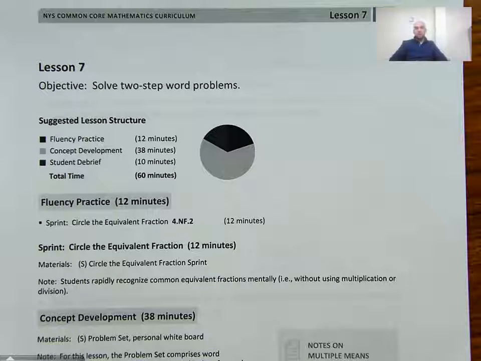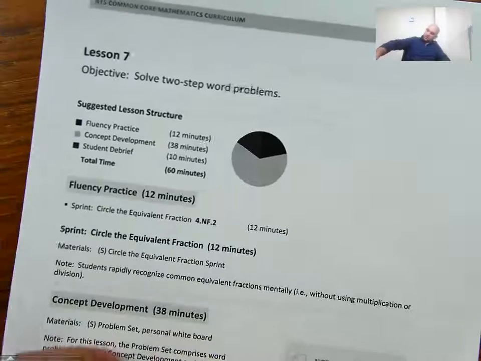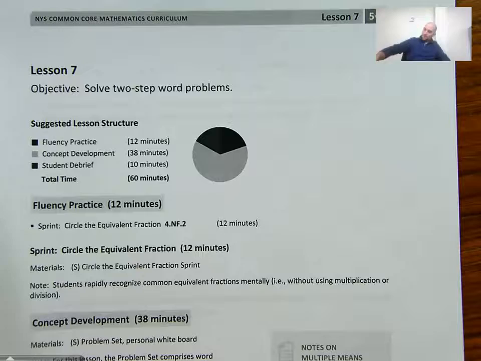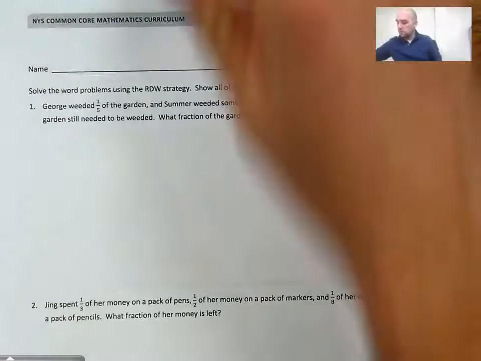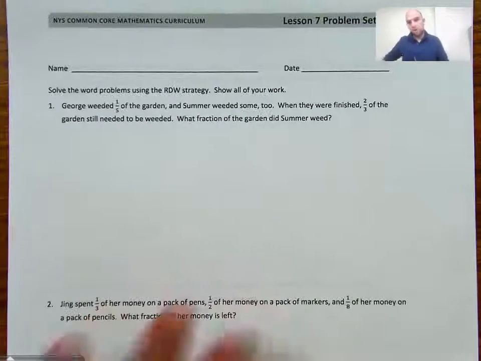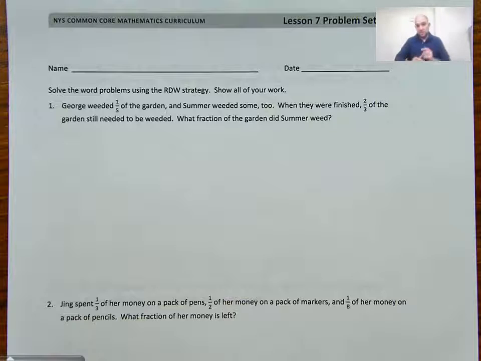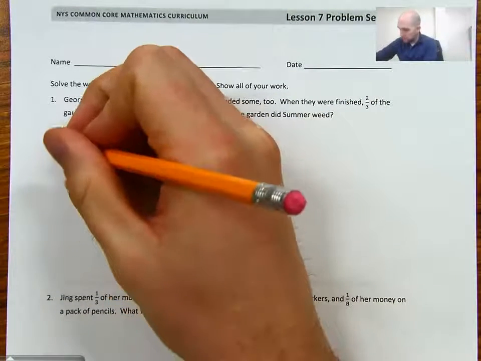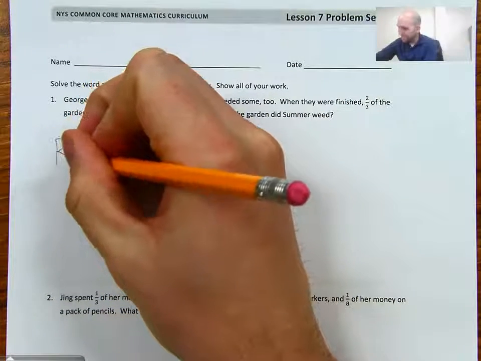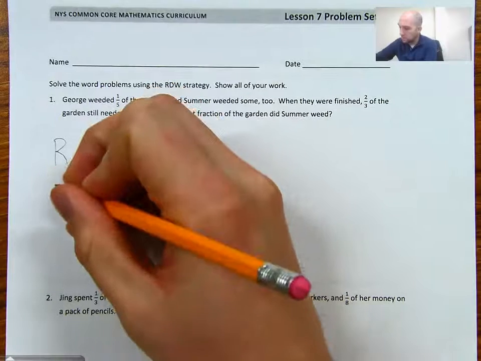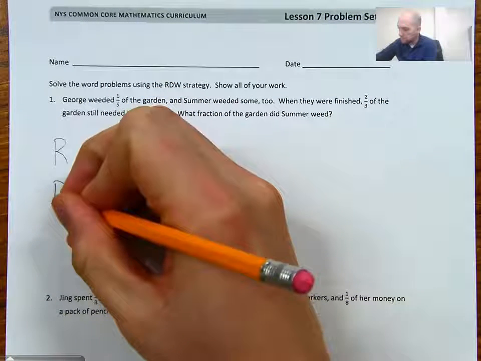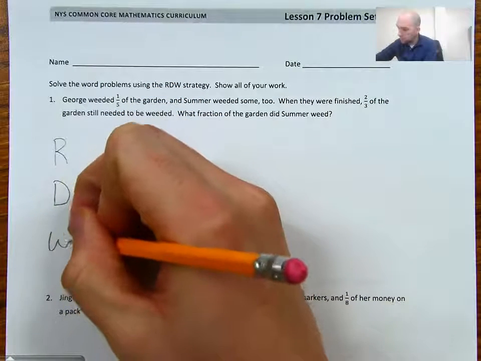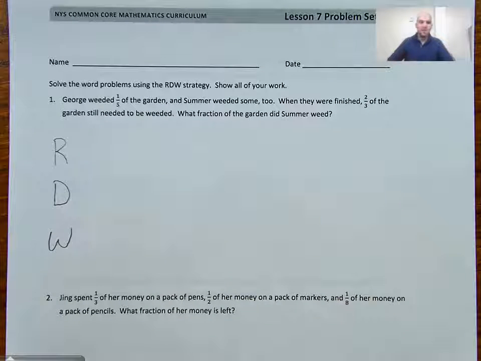Today we're going to be solving two-step word problems with fractions. So if we look at our first word problem here, we're going to be using our RDW strategy. That stands for read, draw, write, for each one of these problems. When I start my problem, I'm going to write RDW on the left side of my paper. You're going to start by doing that, and I'm going to cross these out as I do them.